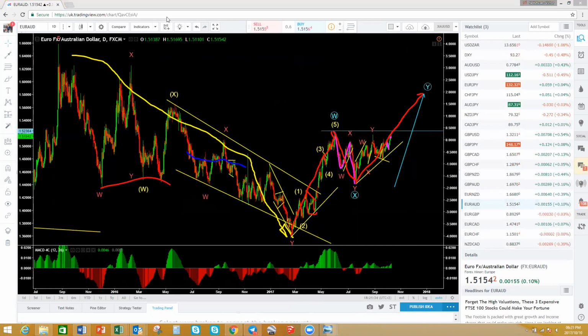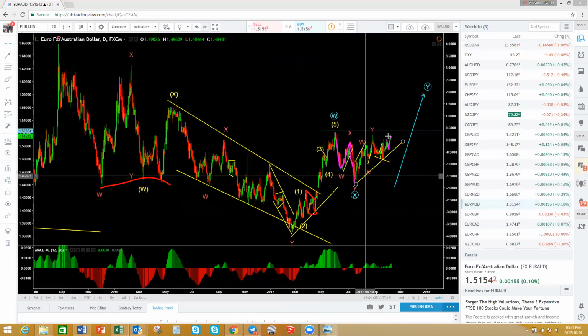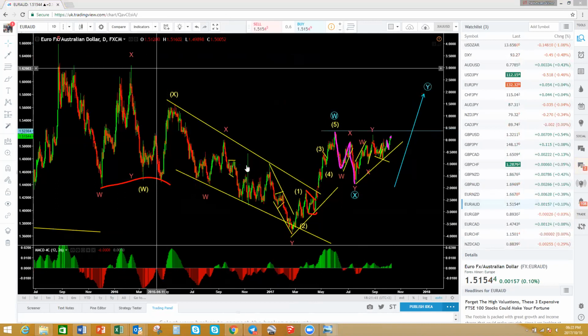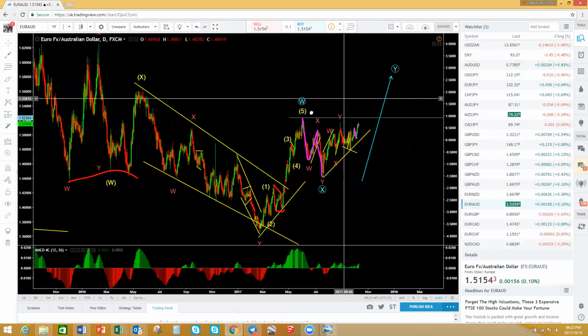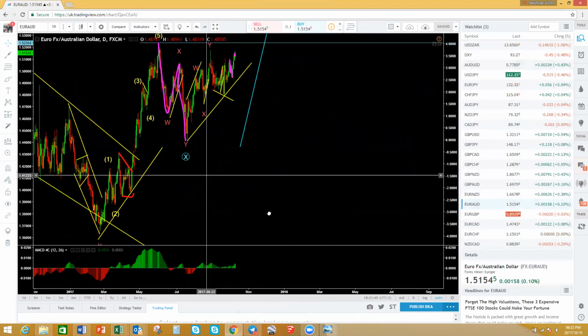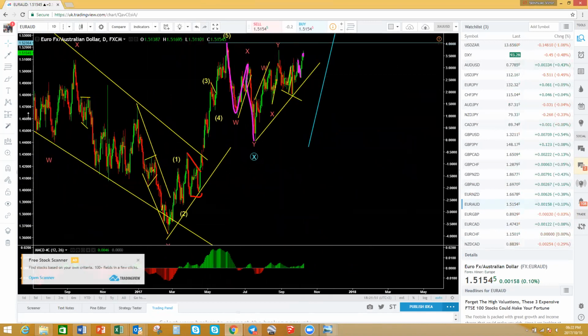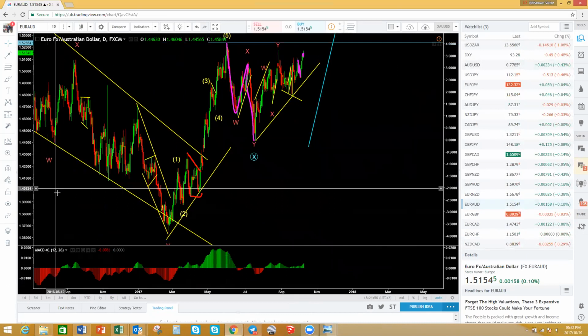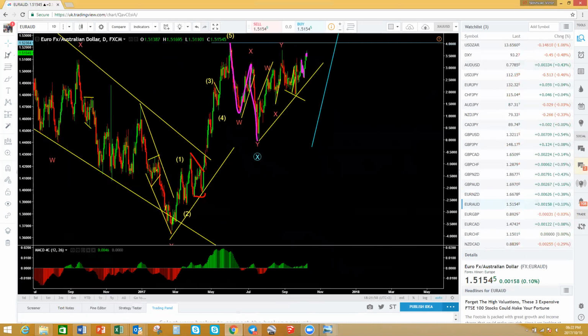But how do you enter? How do you enter that? So you know you're going to the upside. You just take pullbacks. You just take pullbacks, so you know the direction is upside on the Euro Aussie. So whenever you get pullbacks, and also there's a strategy to trade pullbacks as well.